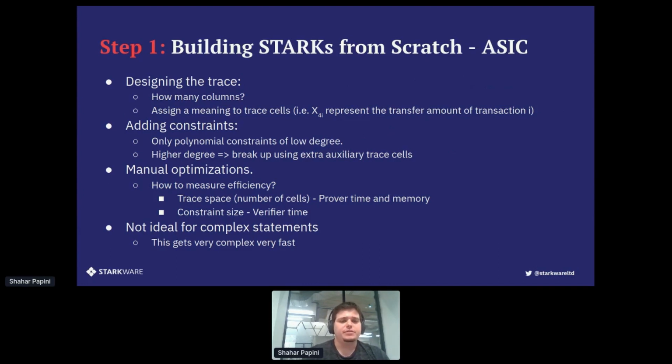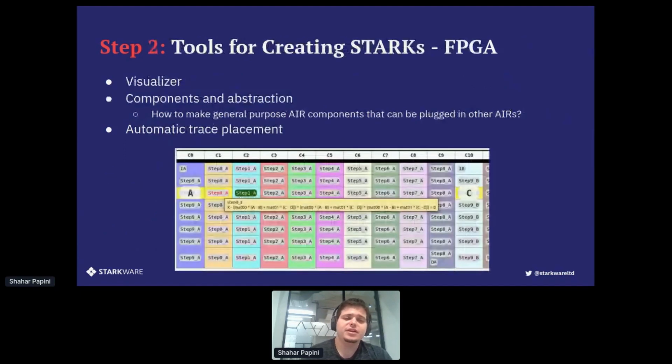Well, this manual process is nice for very small problems, but when the problem gets more complex, this process gets very complex, very fast, and it's hard to do very big projects in this way. All right, so the next stage is developing tools and frameworks to help us. At StarkWare, we developed multiple tools and things that can help us, and these are a few examples.